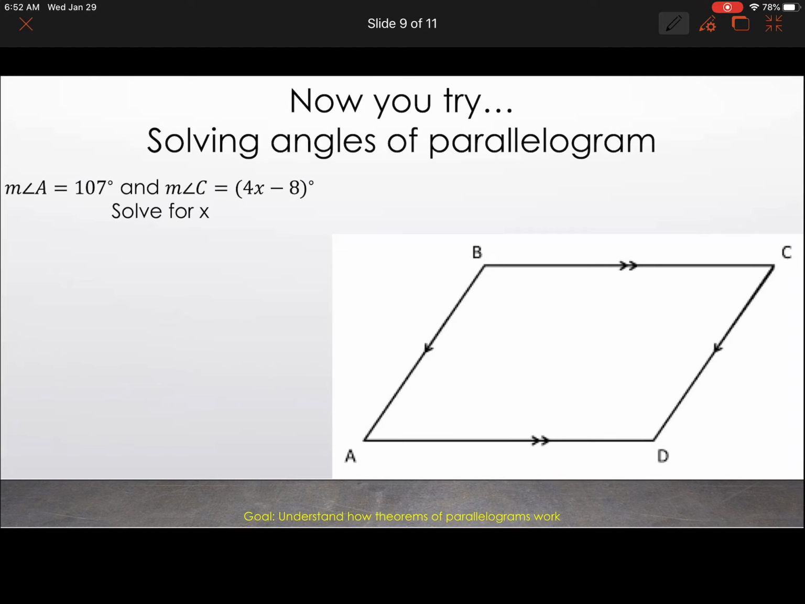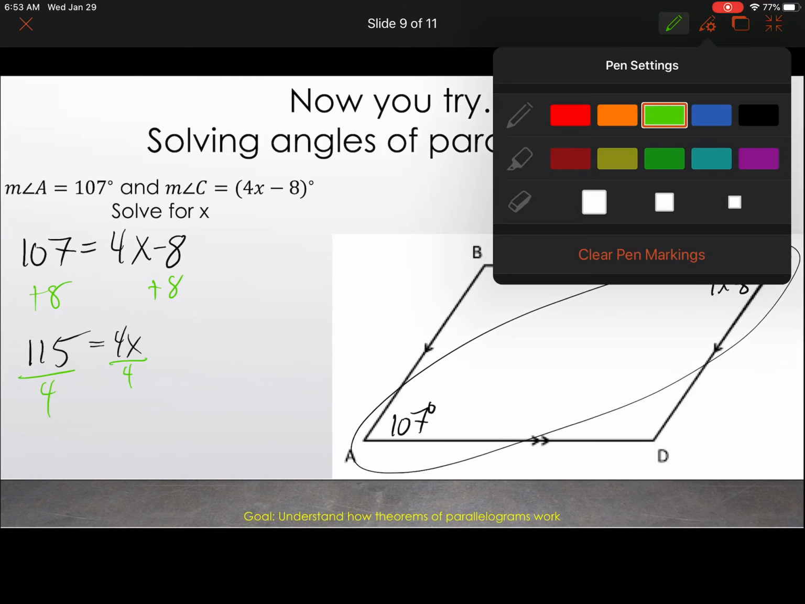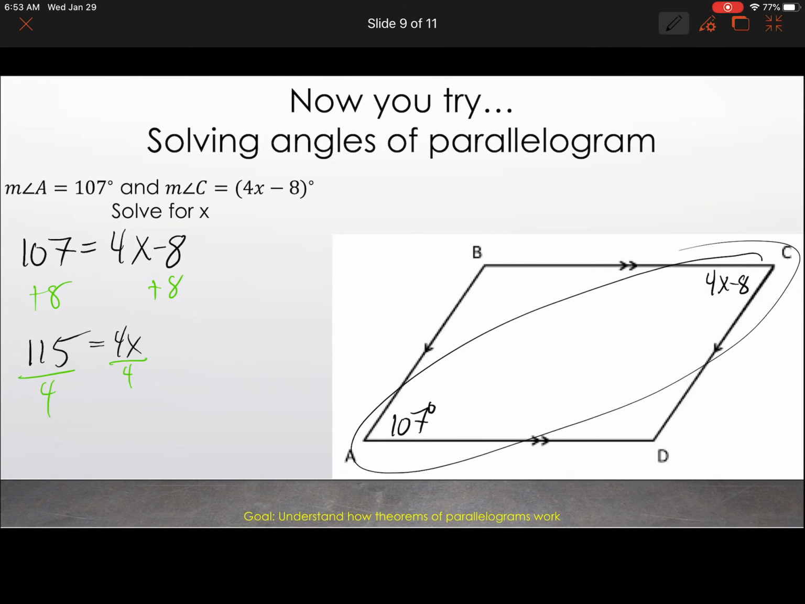Okay, now you try solving angles. Measure of angle A is 107. The measure of angle C is 4x minus 8. Solve for x. So we know that opposite angles are congruent, so I can say 107 equals 4x minus 8. So simply here, I'm going to add 8 to both of these. That gives me 115. Yep, 115 equals 4x. Then we're going to divide by 4. I don't think 4 goes into 115 evenly, so I'd say x equals 115 divided by 4.